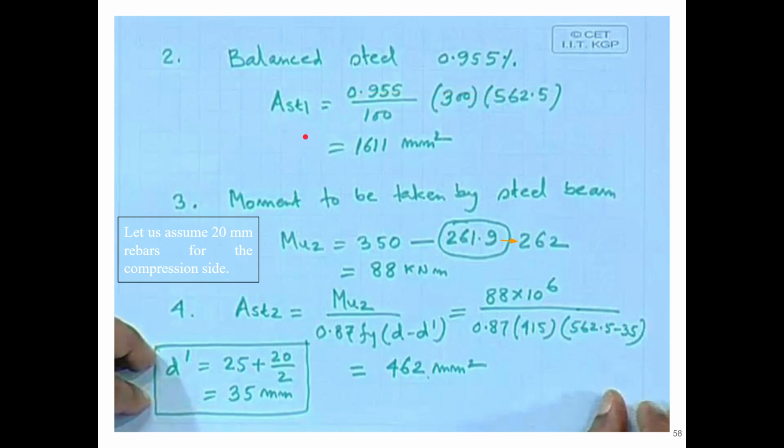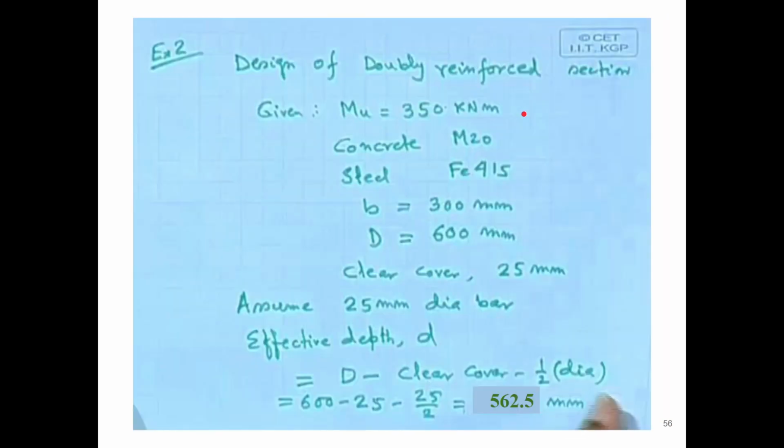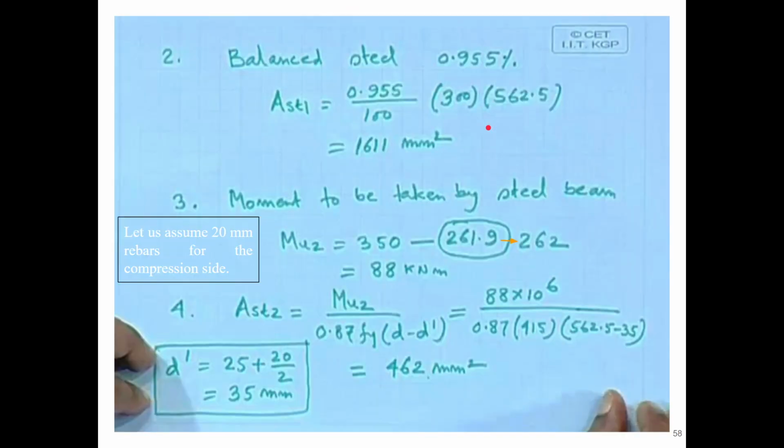It is PBD by 100. So 0.955 into 300 into 562.5, right? By 100. So it becomes 1611 millimeter square. So the area of steel in tension for the singly reinforced section is 1611 mm square.